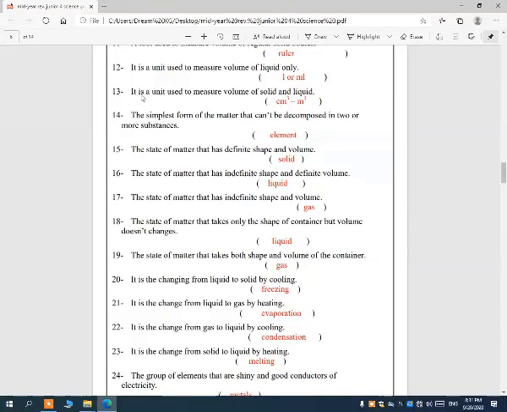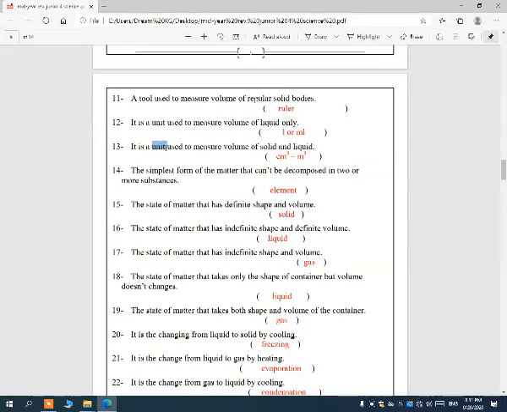13. It is the unit, circle on the unit. It is the unit used to measure the volume of solid and liquid. Centimeter cube, meter cube.